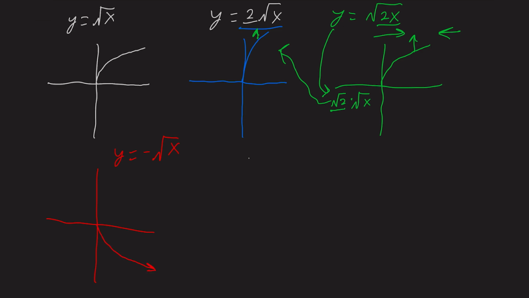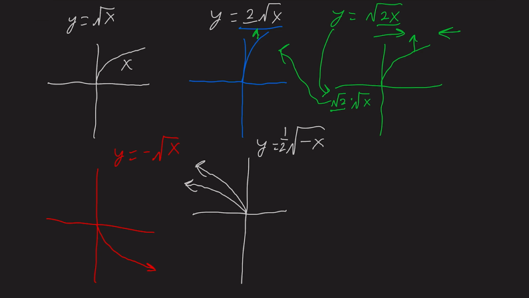How about the other reflection? What if we consider y equals rad negative x? That's going to be a reflection over the y-axis. So if we started like this, we are now going to look like this. We could also include a compression in addition to a reflection, in which we would look like this, with reference to our previous graph looking like this.